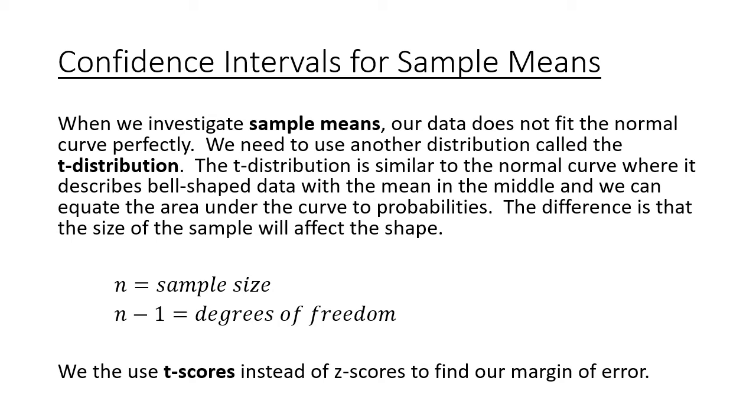The only thing that is a little bit different is how much data is included. And that data that's included has to do with how big our sample size is. And what we're actually going to use, though, is our sample size minus 1. And we call that our degrees of freedom. And again, it has to do with how many different ways we can arrange things. The important thing to remember, though, is that our degrees of freedom, which is sometimes given as df, is really going to be n minus 1. And for sample means, we use t-scores instead of z-scores to find our margin of error.